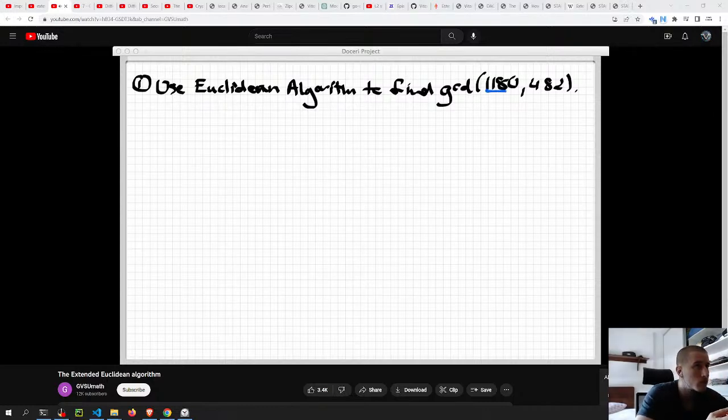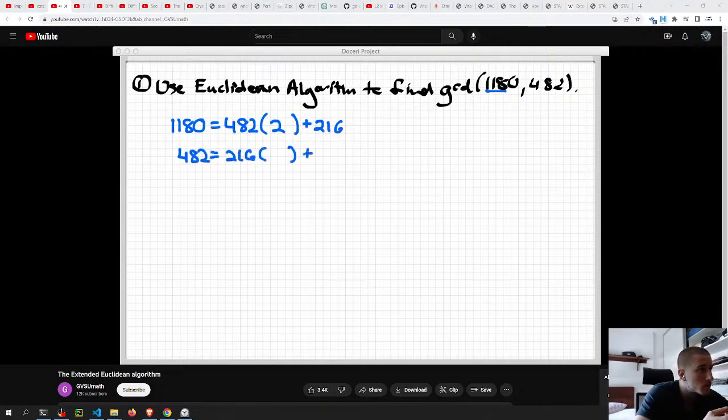The larger of the two numbers is 1180. So I'm going to try to write 1180 as 482 times something plus a remainder. This is basically long division, but I'm not going to write the long division out. If you wrote it out, you'd find that 482 goes in twice with a remainder of 216. Now let's shift and see if I can find 482 equal to 216 times something plus another remainder. This remainder was not 0, of course, and so the Euclidean algorithm hasn't terminated yet.